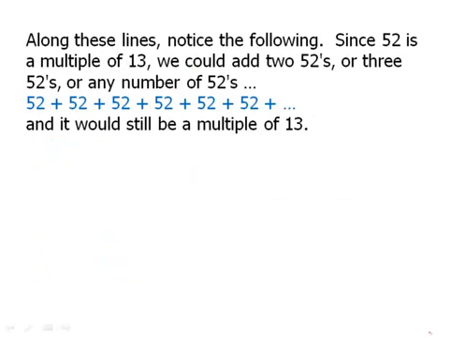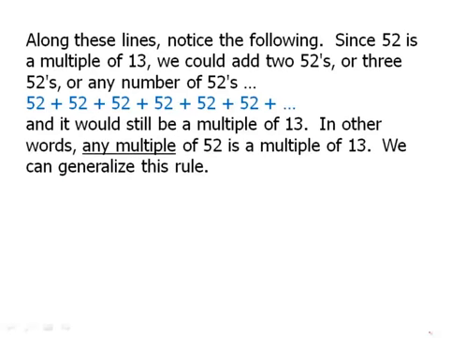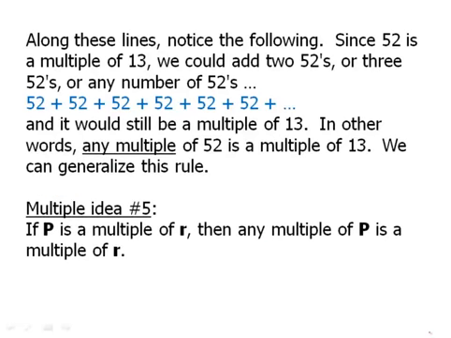Along these lines, notice the following. Since 52 is a multiple of 13, we could add 2 52s, or 3 52s, or any number of 52s. We could add 52s galore, and it would still be a multiple of 13. So in other words, no matter how many times we add 52, we could have any multiple of 52, and it would have to be a multiple of 13 as well. Therefore, we can generalize this rule. If P is a multiple of R, then any multiple of P is a multiple of R. That also is a very deep idea.